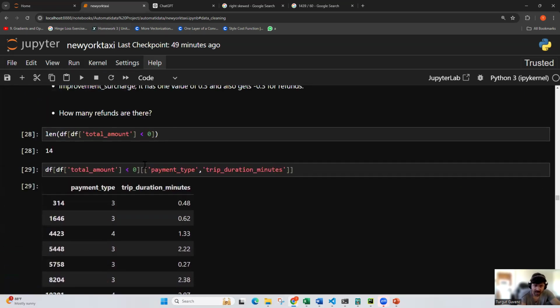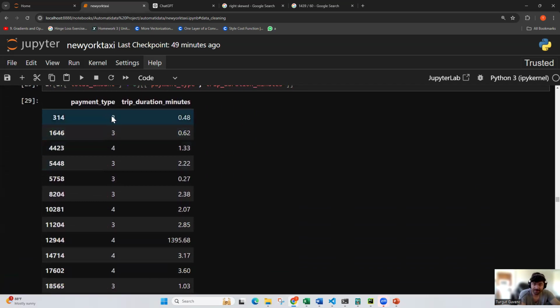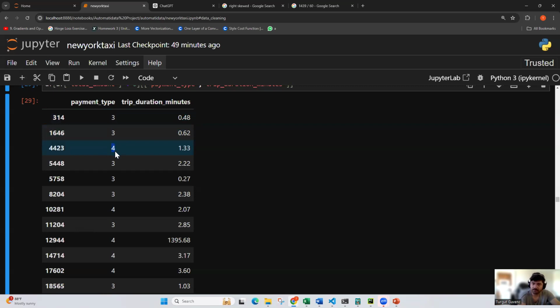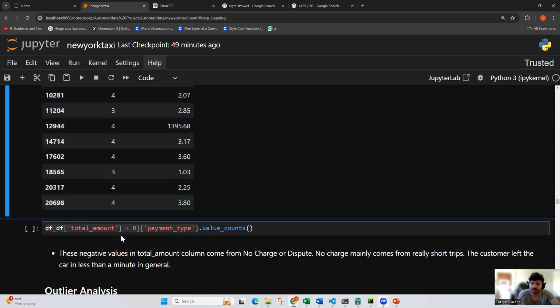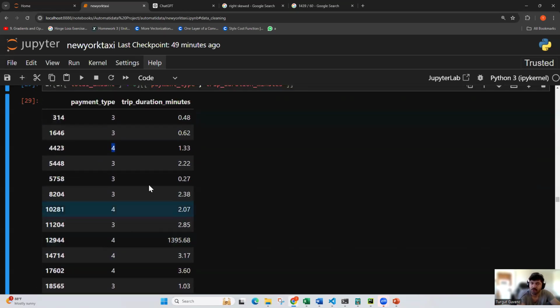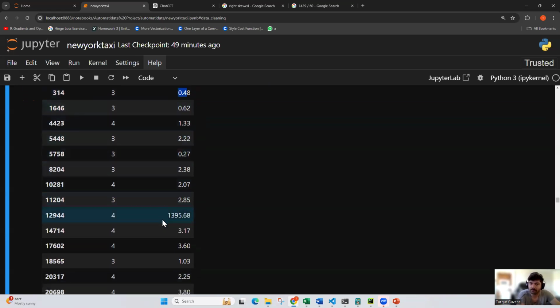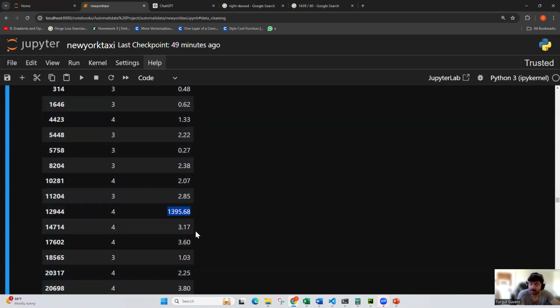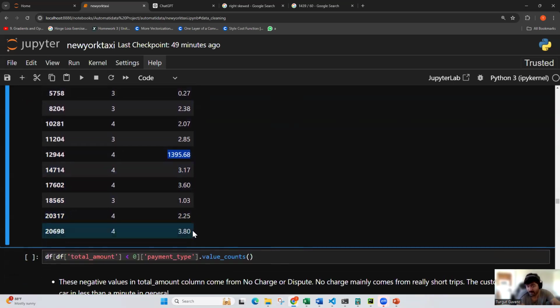After doing that, payment type, what's that? We observe that this one is a dispute. The other one is no charge. Okay, this one is no charge. 3 is no charge, 4 is dispute. That means, as we can see, these are disputed and no charge. What happened? 48 seconds. This ride didn't even happen at all. 1 minute. This one is maybe a data mistake. So we have to check this one individually. 3 minutes. Okay, this one is a dispute.